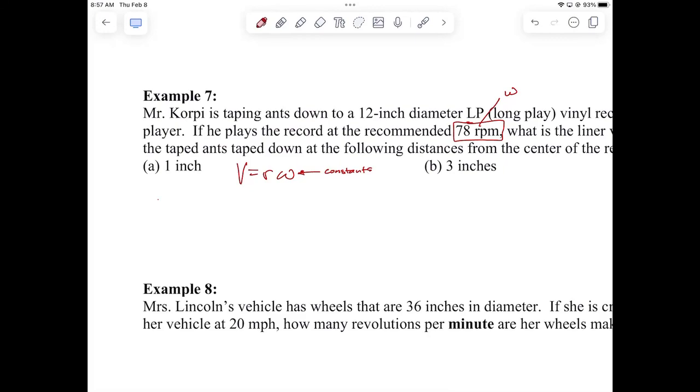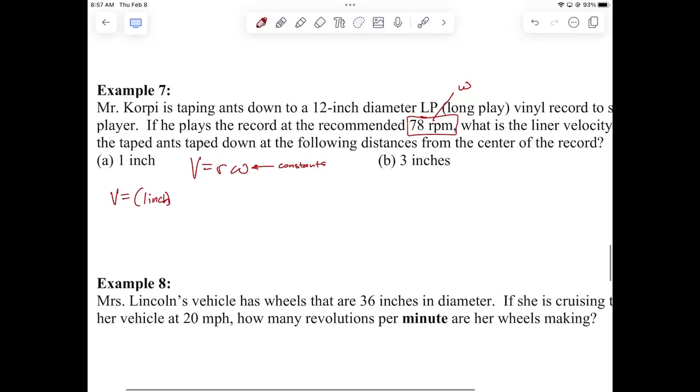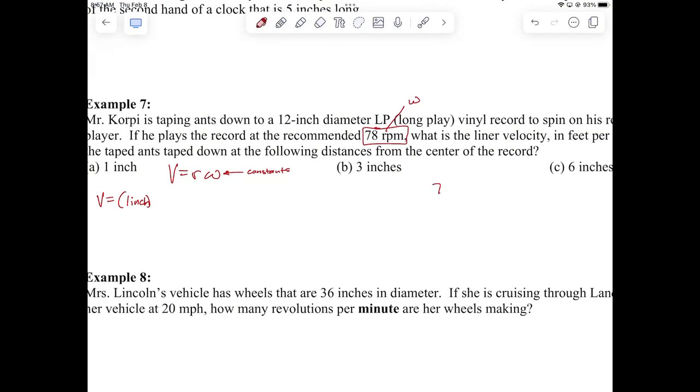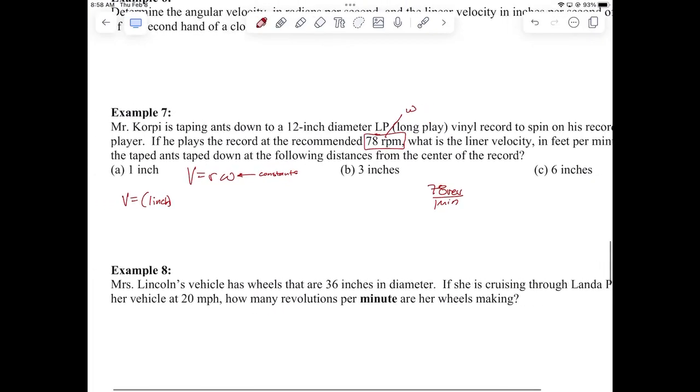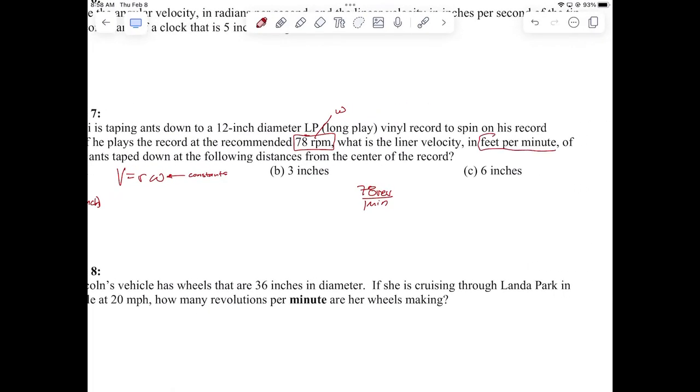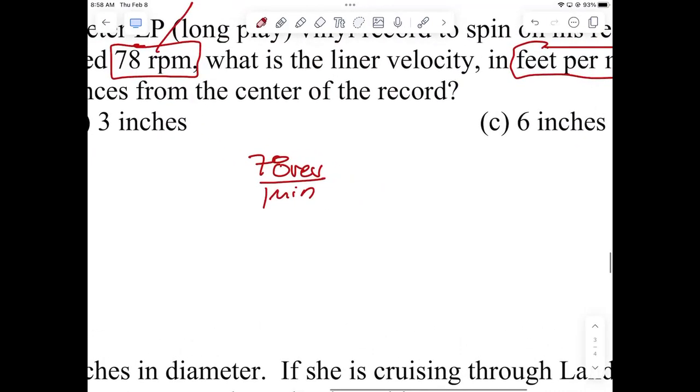So for 1 inch, we're going to say V equals 1 inch times, and let's do this one time off to the side, 78 revolutions per minute. I'm going to write it like this, revolutions per 1 minute. We want the velocity in feet per minute. Okay, so the minutes are good. The time unit is good. But I need to convert revolutions to what?